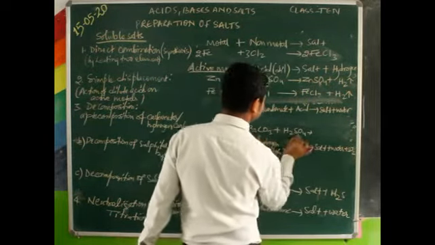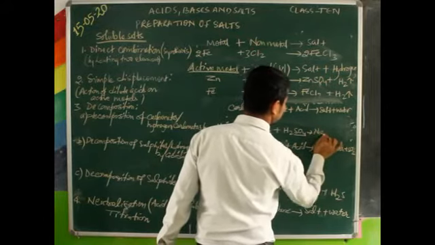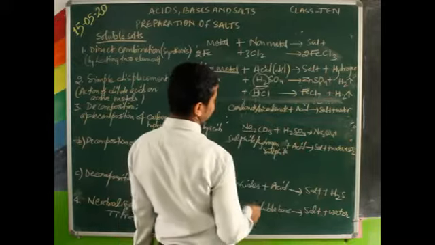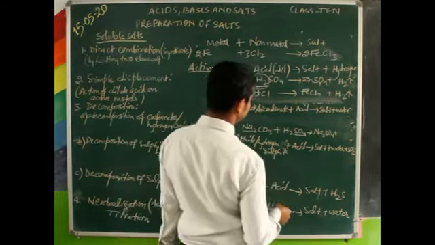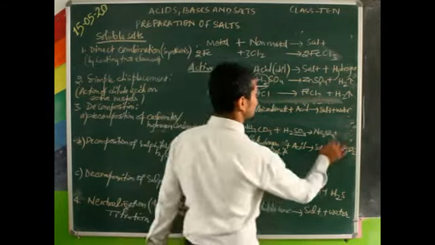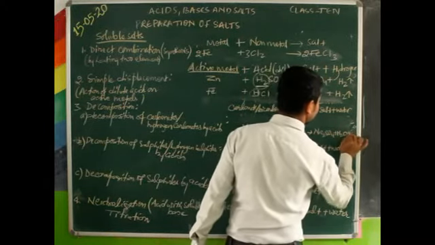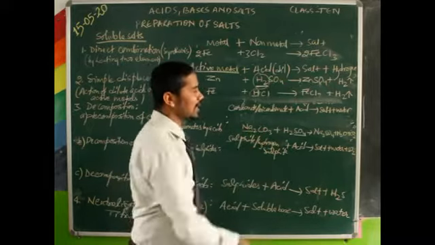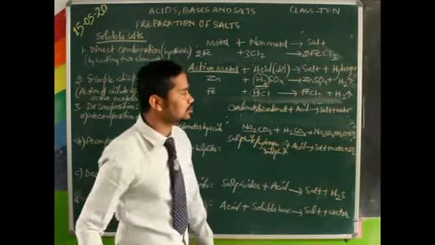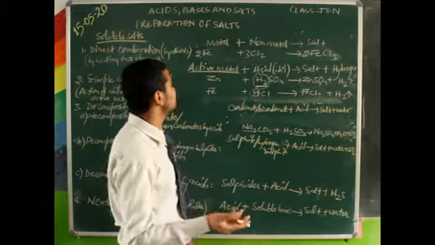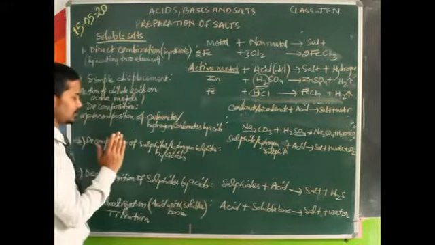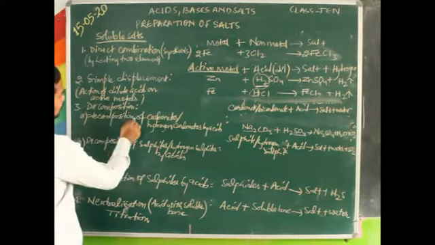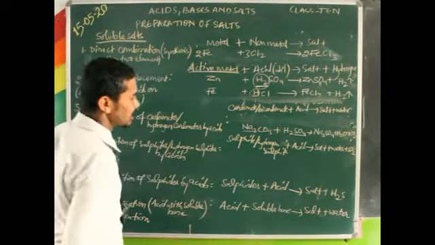I'll be getting Na2SO4 plus, what is left? Water. Na2SO4 plus water plus carbon dioxide. So in this way, carbonates and bicarbonates react with dilute acid to give soluble salt plus water. All we are getting here are soluble salts, all soluble salts only. Okay, so decomposition of carbonates, hydrogen carbonates by acids done.